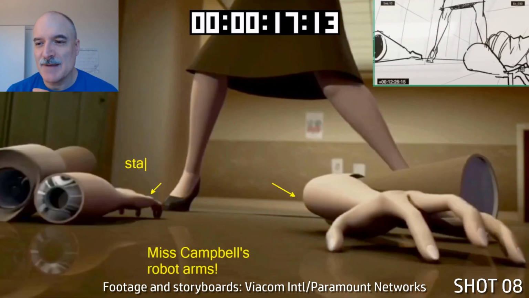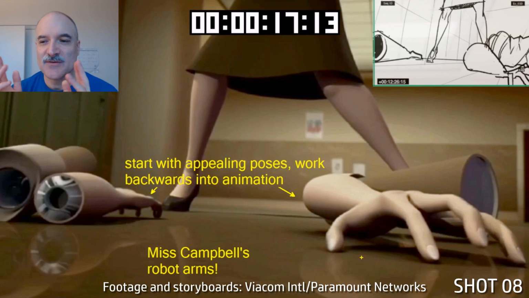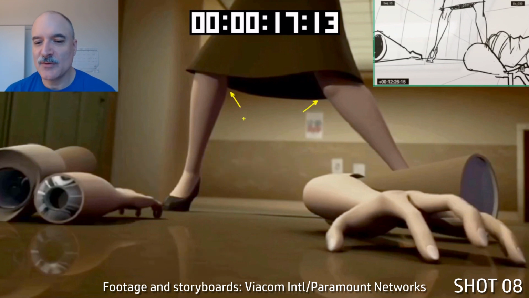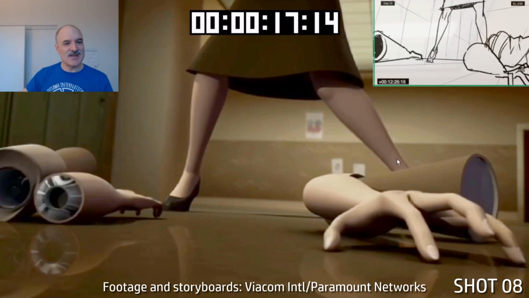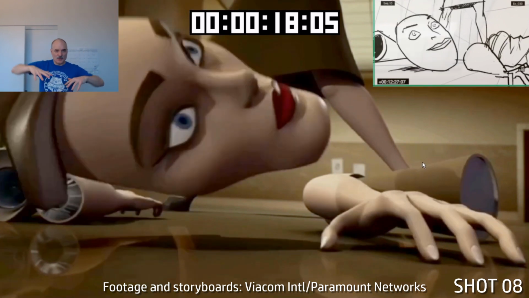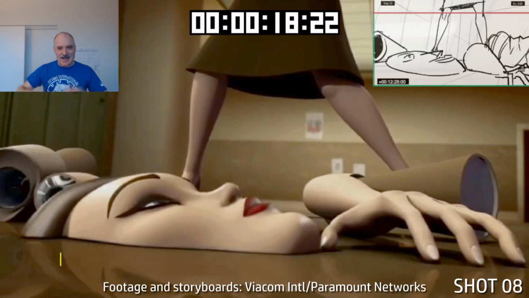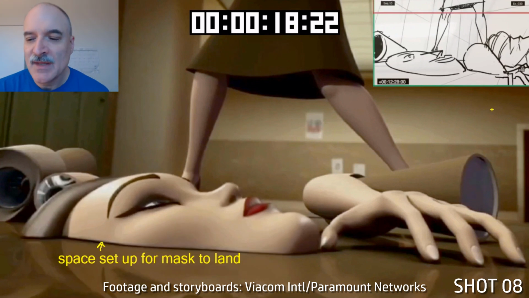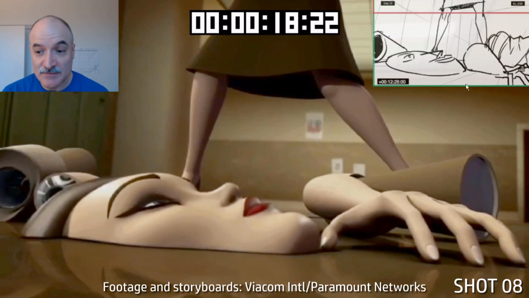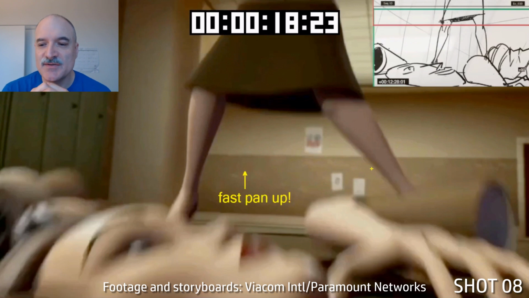We didn't see what happened off screen necessarily, but we saw that Miss Campbell's arms are being cut off and falling down here. Now, when the arms are on the ground, it's much easier to start with an appealing pose and work backwards rather than trying to animate into an appealing pose. And that's what I did here, making sure I left space for the mask to fall into.